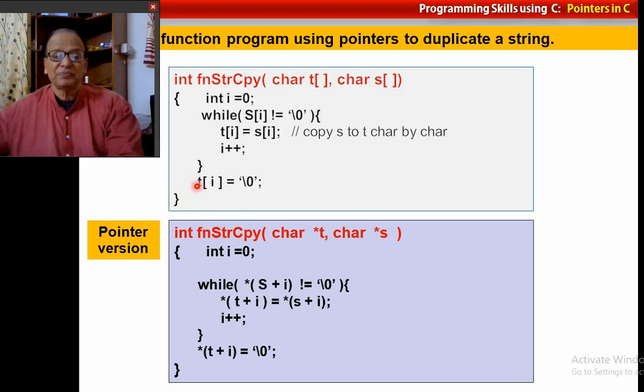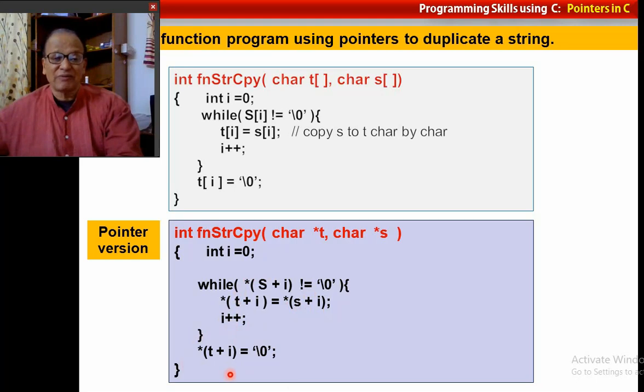This is the array version. So I would have to convert that into the pointer version. So instead of array, say char *t, char *s. So this becomes the pointer version. And inside also, instead of using the array version, you have to say *(s + i) is not equal to null. I copy the content at s + i to the content at t + i, and increment the value of i.